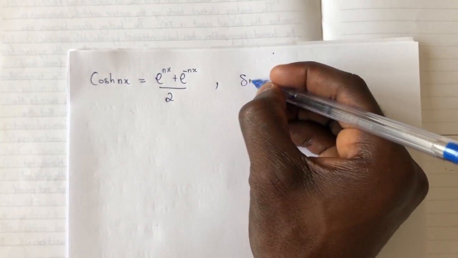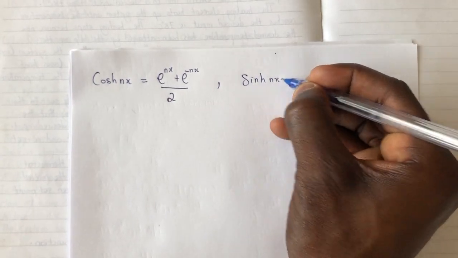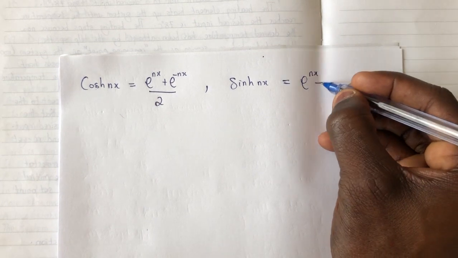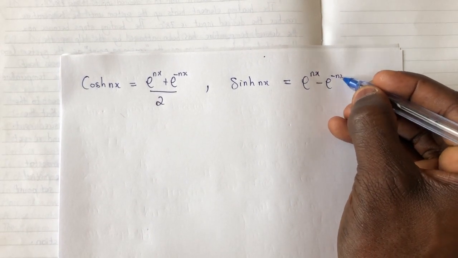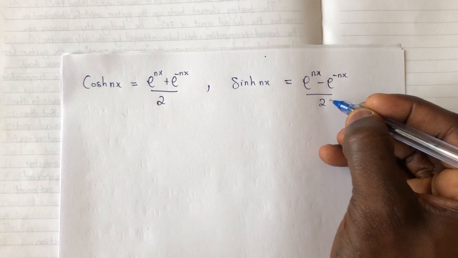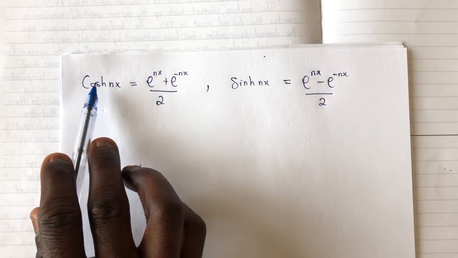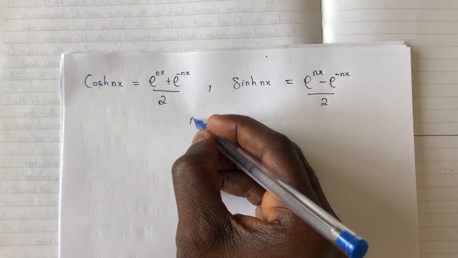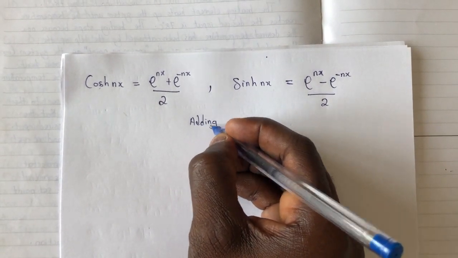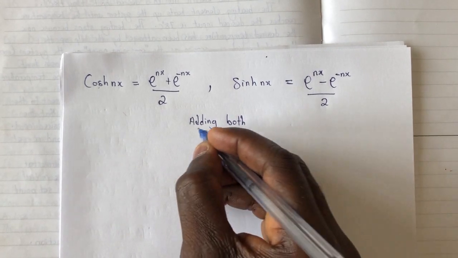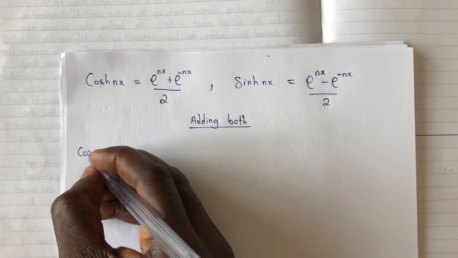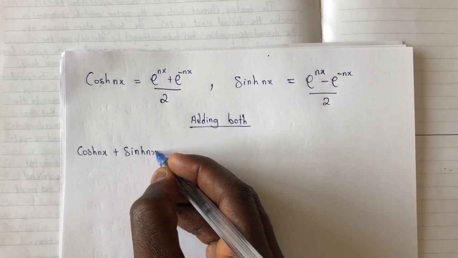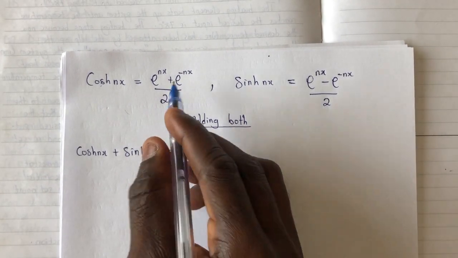Then sinh nx is equal to e raised to the power nx minus e raised to the power minus nx all over 2. Let's add cosh and sinh and see the result that we get. Adding both, we have cosh nx plus sinh nx, and this will give us this plus this.